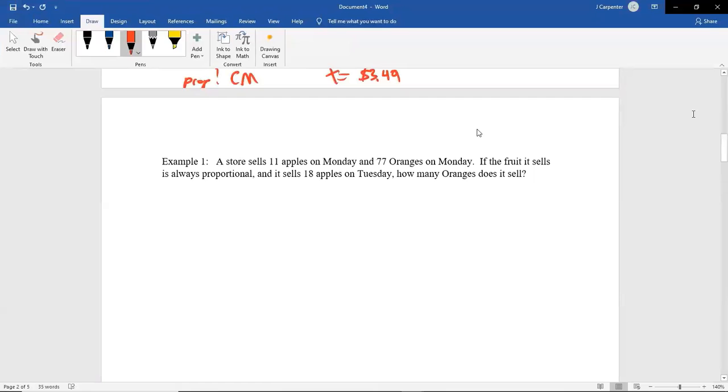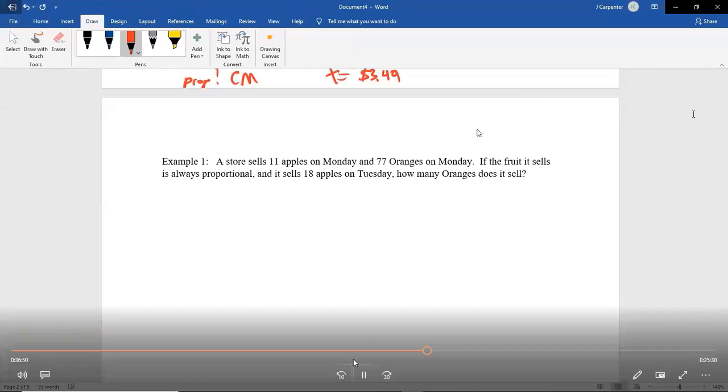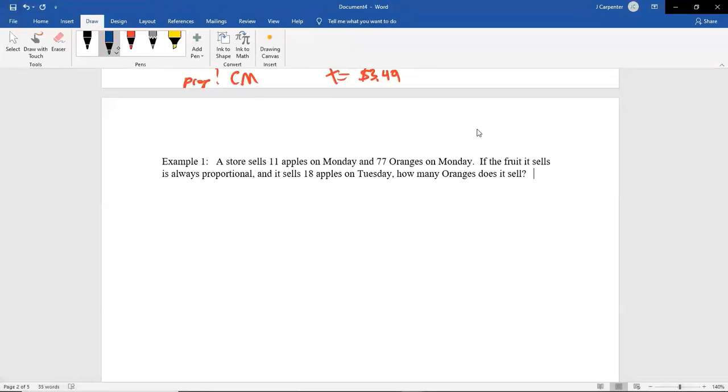Okay. So a store sells 11 apples on Monday and 77 oranges on Monday. I didn't have to say Monday twice. I could have just said 11 apples and 77 oranges on Monday. Oh, I hope my dog is not about to have an incident. Okay. All the distractions, right? Sorry, my students. All right, store sells 11 apples and 77 oranges on Monday.